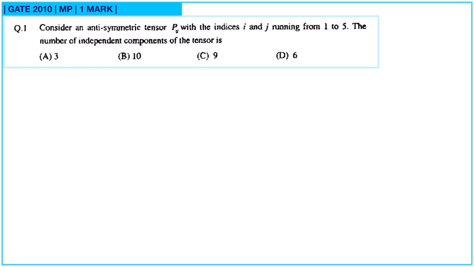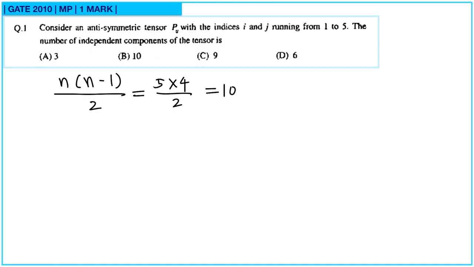Question number 1. Consider an antisymmetric tensor Pij with indices i and j running from 1 to 5. The number of independent components of the tensor is given by n into n minus 1 upon 2. So here n is 5, so this will be 5 into 4 by 2, that is 10.